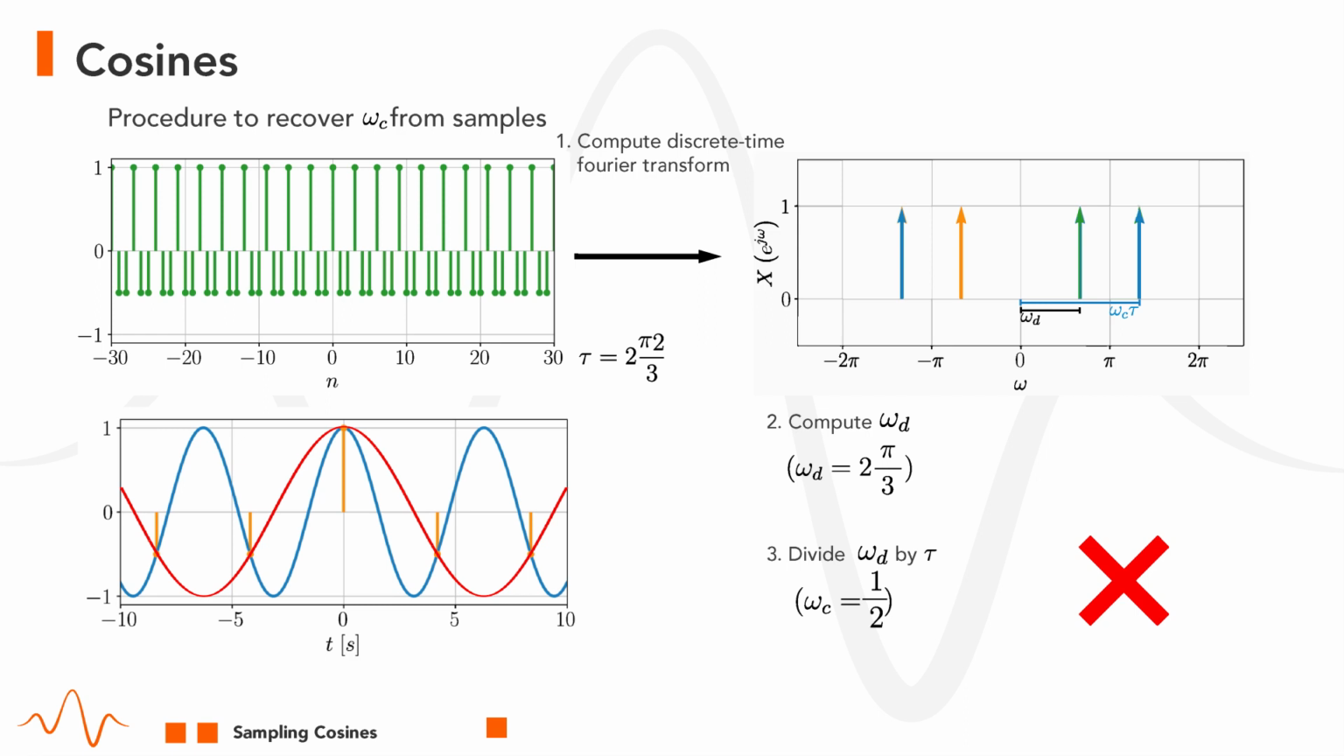We recover instead a lower frequency signal, namely cosine of 1 over 2 t, since omega c is 1 over 2. This signal is depicted here in the figure on the bottom left in red. This signal has the same samples as the original signal cosine of t when the sampling period is 2 pi over 3, as illustrated in the figure at the bottom left. This is exactly what happened in the animation of the cartwheel effect. When the sampling frequency was small compared to the frequency of the signal, we identified a low frequency signal, whereas the original signal was faster.